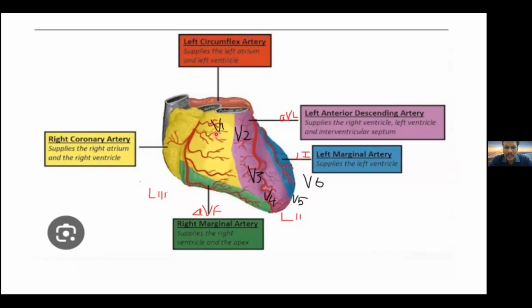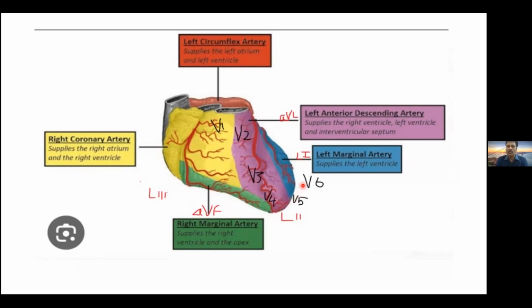So I am placing the lead right over the heart. V1, V2, V3. See here, V1. You are placing it from outside, but I am trying to place it over the heart. V1 will be like here. V2, this is the right ventricle, left ventricle. V2 is over the interventricular septum. V3 is between V2 and V4, and V4 is at the apex. V5 is just lateral to the apex, and V6 is lateral to it.